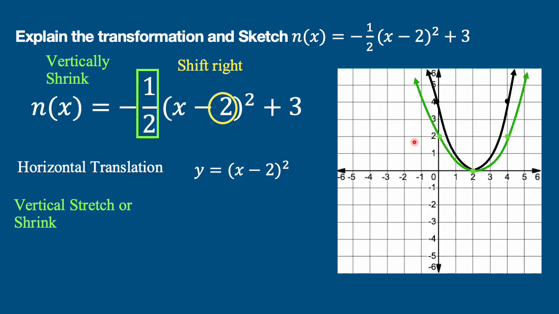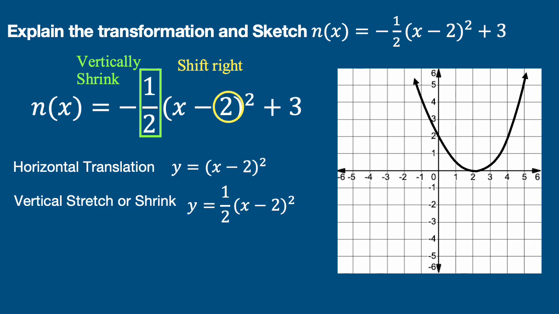Shrink meaning is closer to the x-axis. So you have 1.5(x minus 2) squared. Be very careful, don't consider sign. Sign is related to the reflection. Now we finish up 2 translations. Now we do the next one.